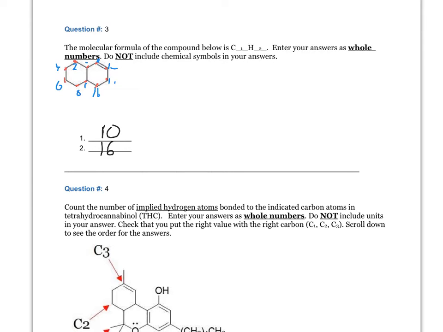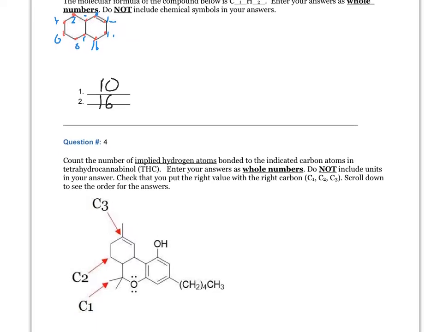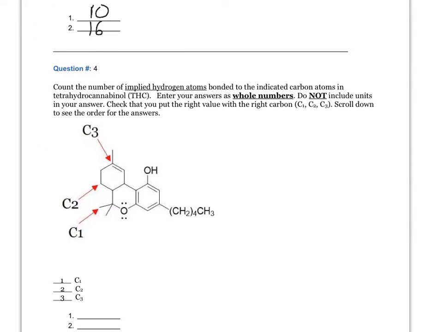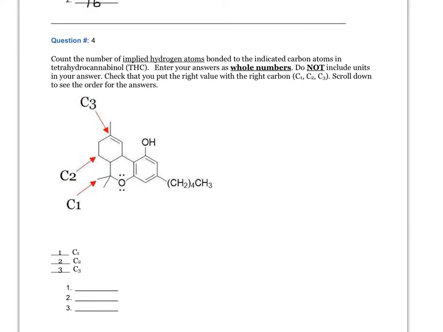Question number 4. Count the number of implied hydrogen atoms bonded to the indicated carbon atoms in tetrahydrocannabinol, THC. Enter your answers as whole numbers. Do not include units in your answer. Check that you put the right value with the right carbon. Scroll down to see the order for the answers. Pay close attention to the indicated carbons.